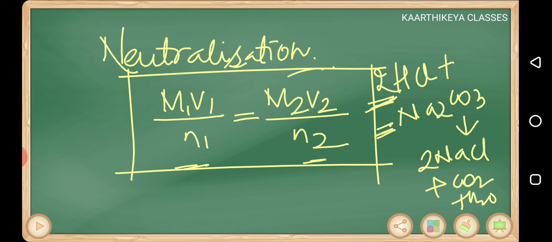This is the neutralization law. Neutralization, dilution, percentage weight by weight, percentage weight by volume, then 2 acids mixed, 2 bases mixed. These are the important formulae for molarity.